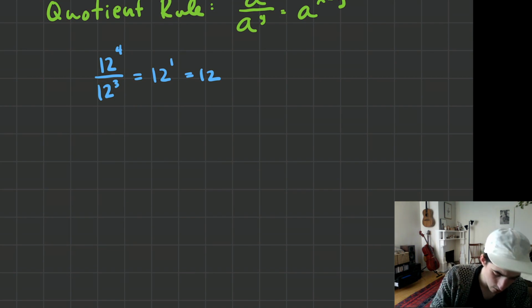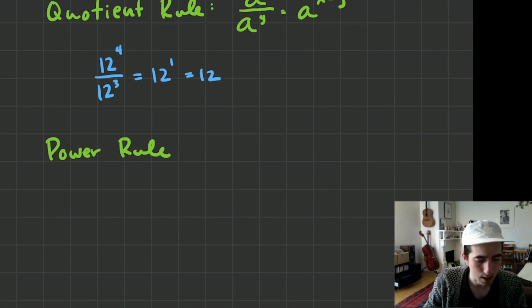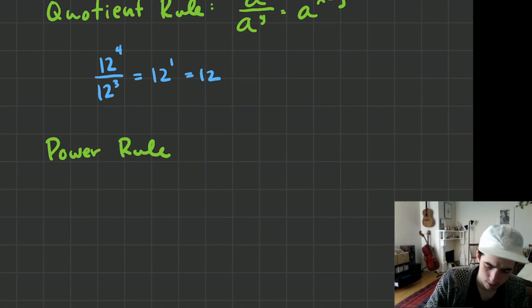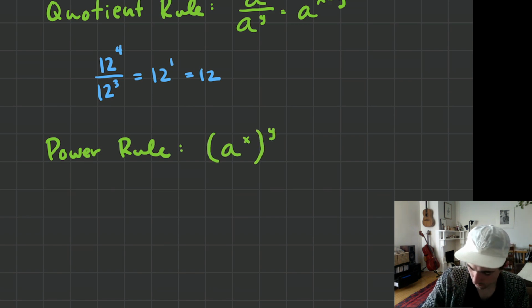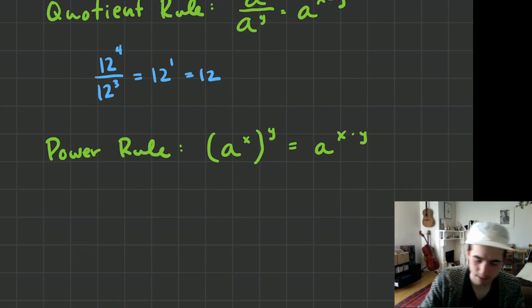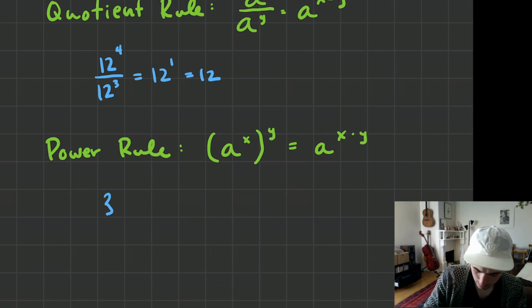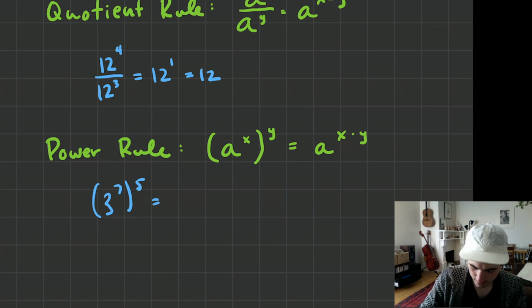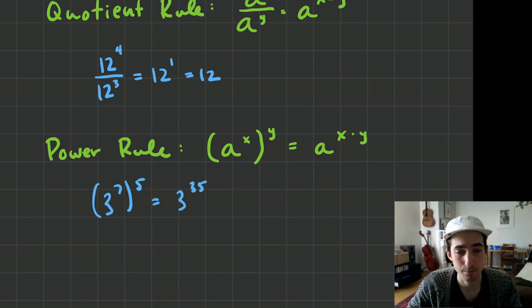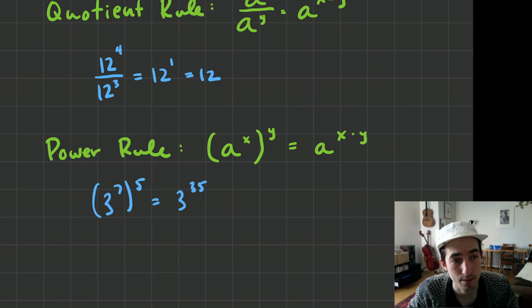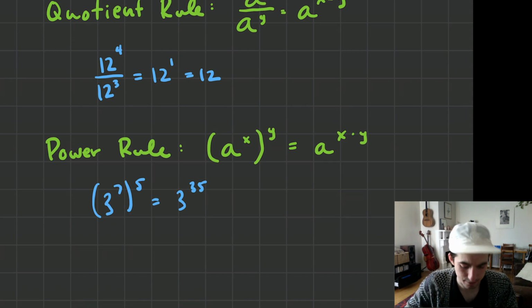The next one is the power rule. So the power rule is where you have a power of a power. That would look like if I have a to the power of x, all to the power of y, that's equal to a to the power of x times y. So in this case, you multiply the exponents. For example, 3 to the power of 7, to the power of 5, is equal to 3 to the power of 35. That's a big number, by the way. 3 to the power of 35. That's a bigger number than I can count to.